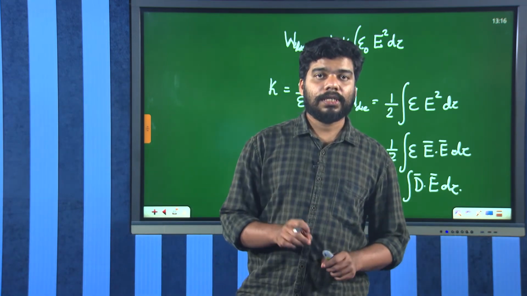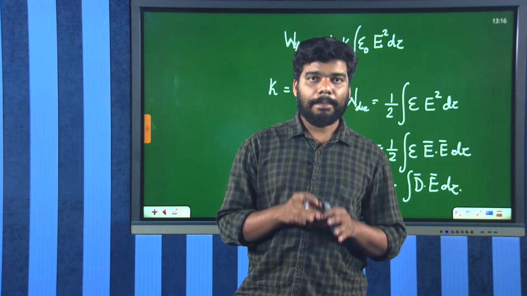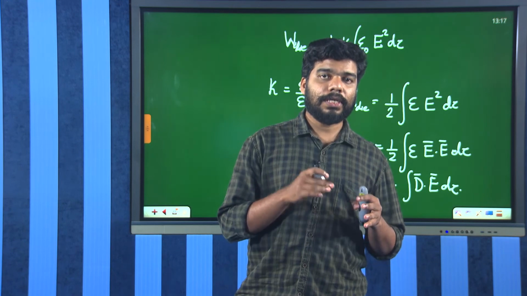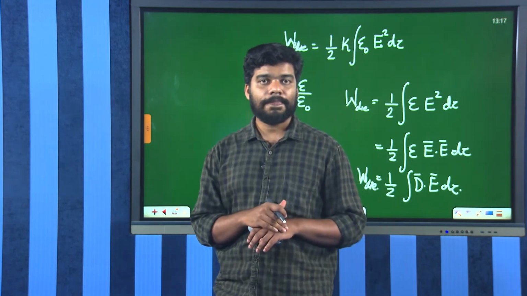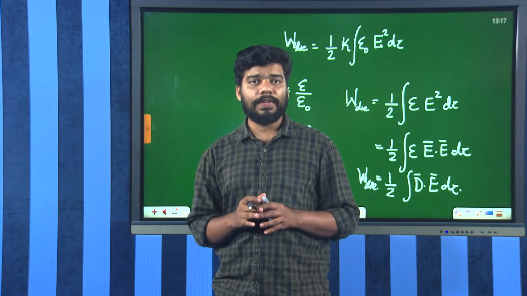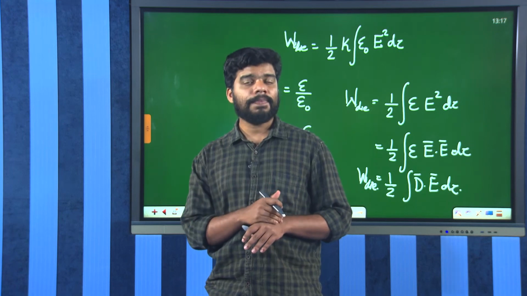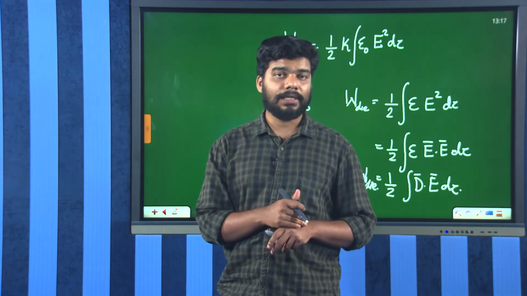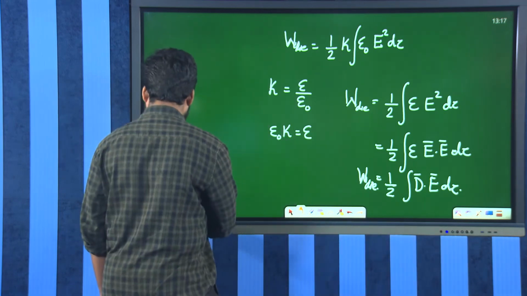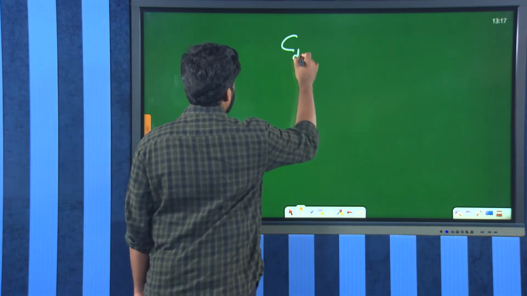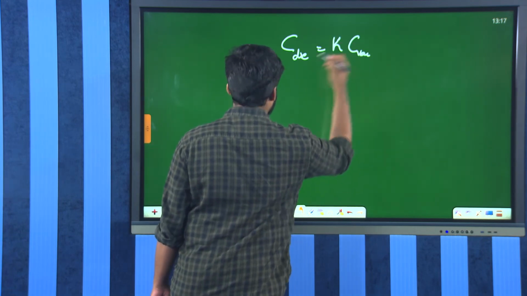Now let us consider a plane parallel capacitor. For such a capacitor, we know that Q is equal to C vacuum into V. If the capacitor is filled with dielectric medium of absolute permittivity epsilon, the equation for C dielectric is equal to epsilon A by d. So we will get C of dielectric is equal to K times C of vacuum. This is a simple derivation.